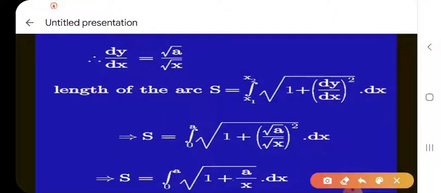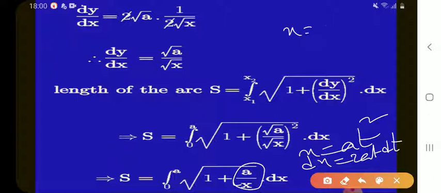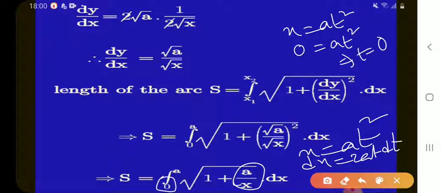Here in the integral, let x equals a t square. What is dx here? 2at dt is the dx value. And we change the limits also. At x equals 0, what is the first limit? x equals 0 implies a t square equals 0, that implies t equals 0. So at x equals 0, t is also 0.